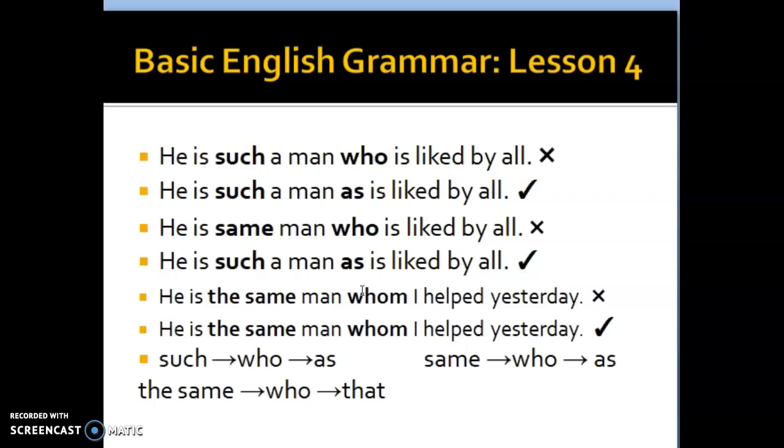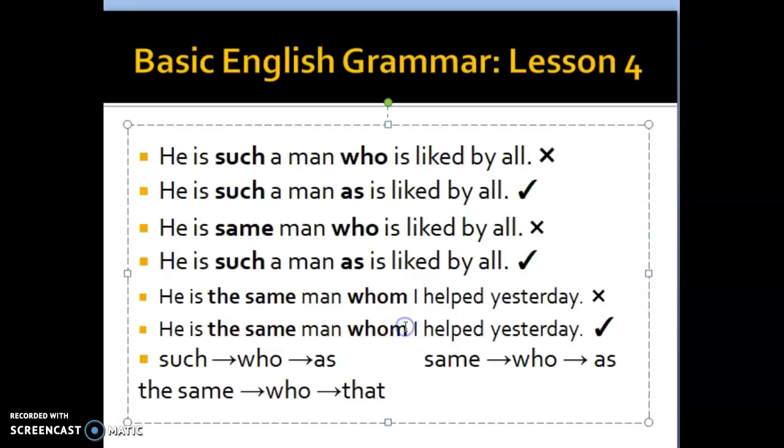Next example is: he is the same man whom I helped yesterday. It is again a wrong example. The right example is: he is the same man that I helped yesterday, right? Sorry to have made a mistake in this particular slide. Whenever the same is used, after that we are supposed to change the WH word into that, right? I hope you've got that.